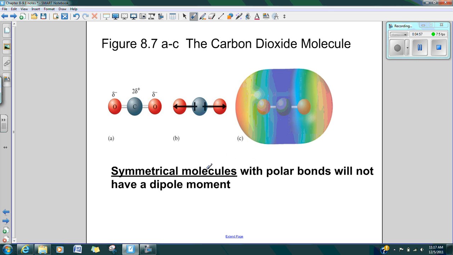A molecule that is symmetrical, with polar bonds, will not have a dipole moment. They are still sharing their electrons like we've been showing all along. This is symmetrical around the central atom, and so it does not have a dipole moment.